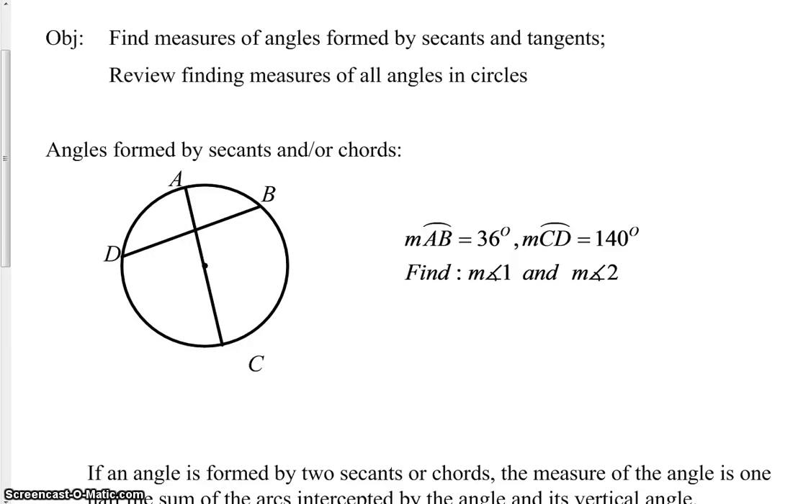In today's podcast, we are going to be looking at finding measures of angles formed by secants, chords, and tangents in circles, and review finding measures of all the angles in a circle. First off, when you look at angles formed by secants and/or chords, notice it could be either because chords are just parts of secants. If I had extended the lines beyond the edge of the circle, you could have seen them as secants.